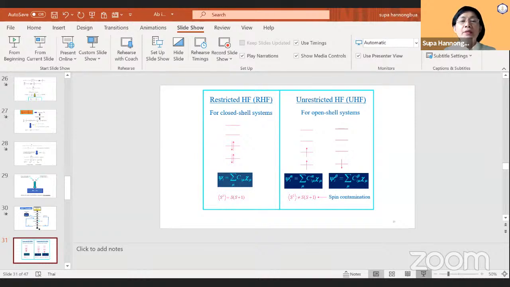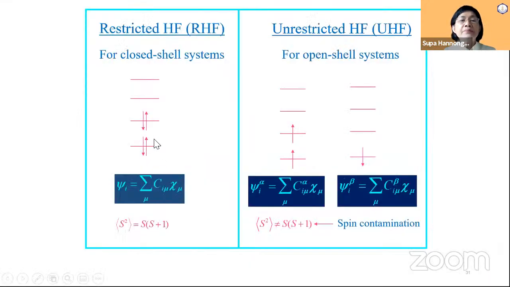The closed shell system means that in the outer orbital, there are two electrons that stay together, one spin up and one spin down. And so we can use restricted Hartree-Fock like this. And the integral term, the spin term, can be generated.